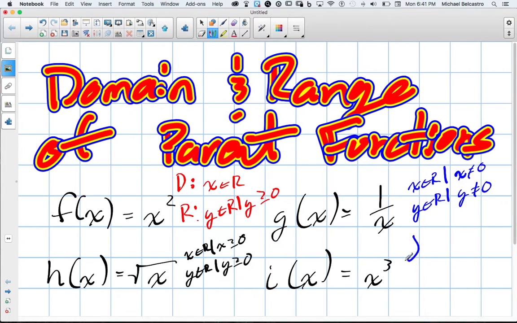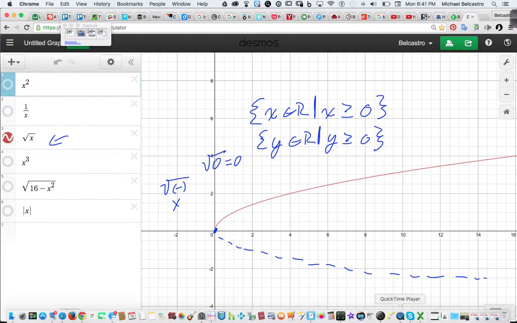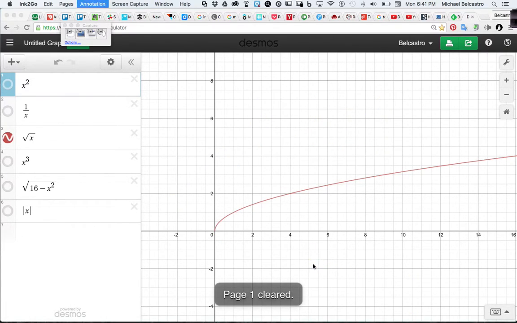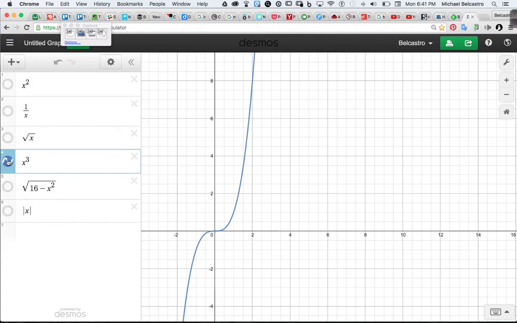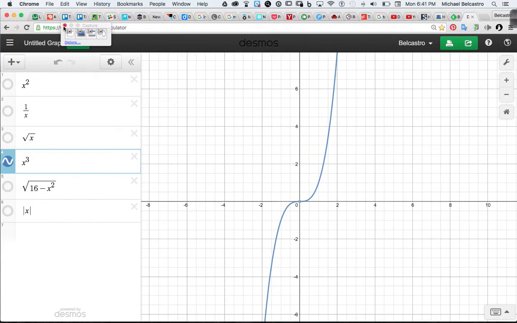Next function is called a cubic function. Let's get rid of what we have. Okay. Cubic function is, turn on please, there you go. Funny looking function. Okay.